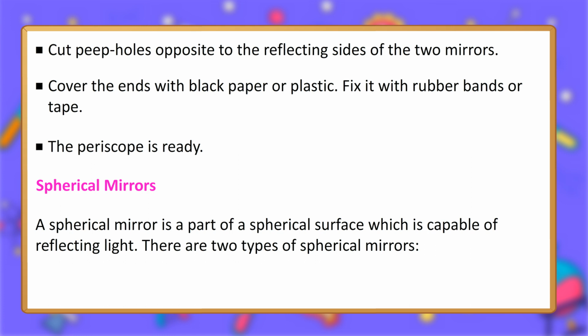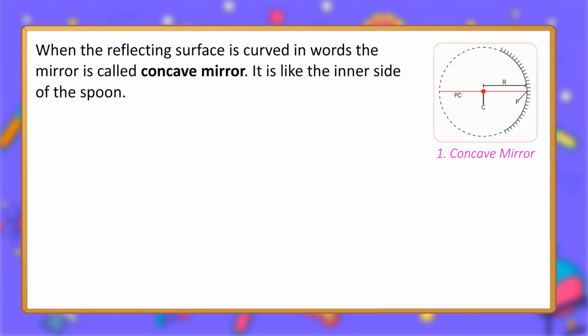Spherical mirrors. A spherical mirror is a part of a spherical surface which is capable of reflecting light. There are 2 types of spherical mirrors. 1. Concave mirror. When the reflecting surface is curved inwards, the mirror is called a concave mirror. It is like the inner side of a spoon.